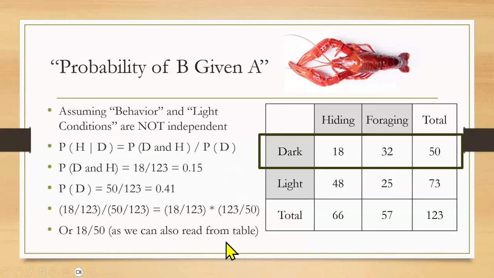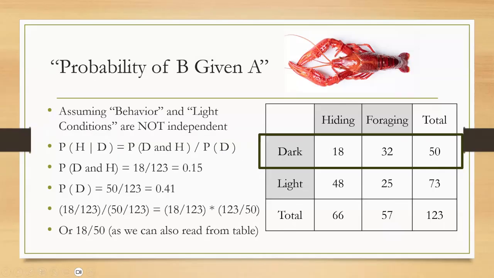Let's do a quick calculation of an example of what we were just describing, this probability of something given something else. We'll use our crayfish data again. If we assume that our behavior variable and our light conditions are not independent, and we want to know the probability of H, or hiding, given D, then we can find it using this equation: the probability of D and H divided by the probability of D.